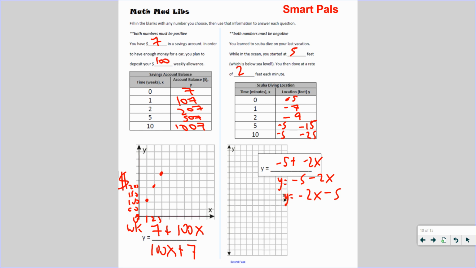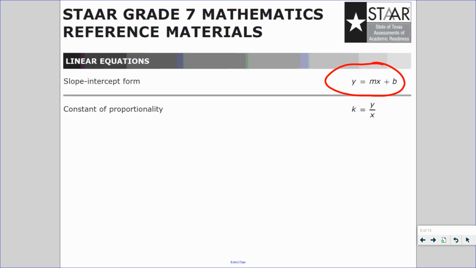So 0 is -5, right here. 1 minute is -7. 2 minutes is -9. So this is the minutes, and these are the feet. Hopefully you understand. So what we're doing is a linear relationship. That means it needs to be in this form. You're going to be adding something to the x, or subtracting maybe.